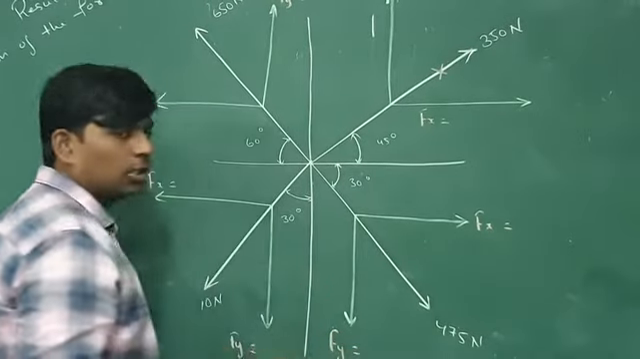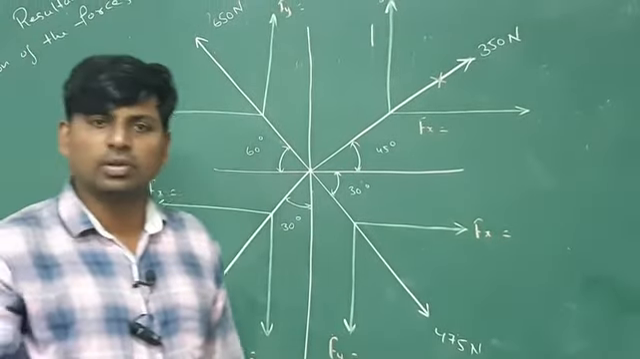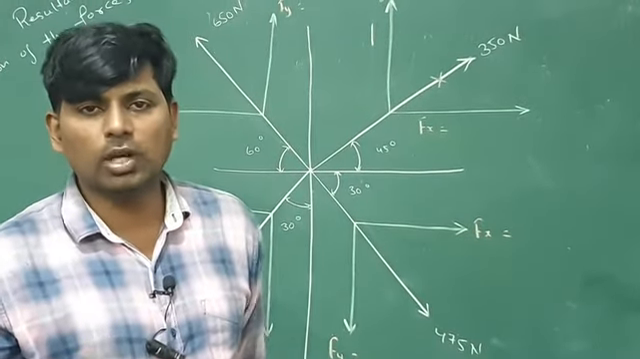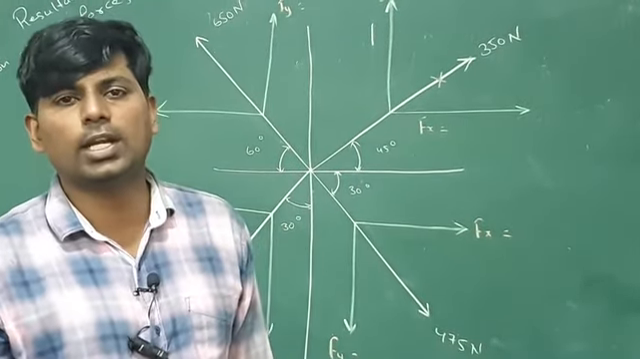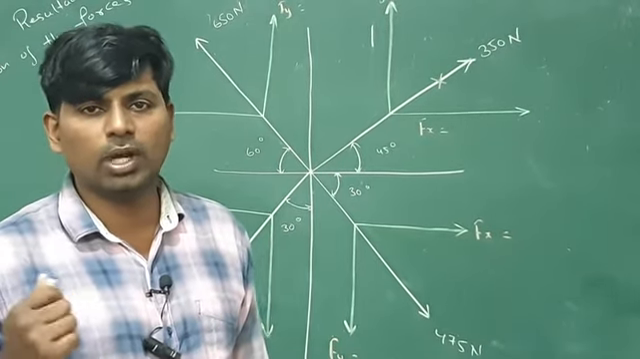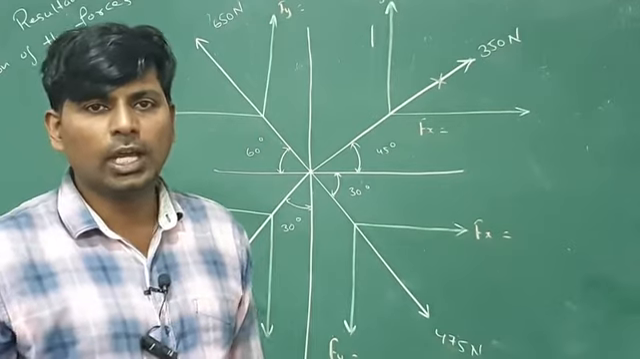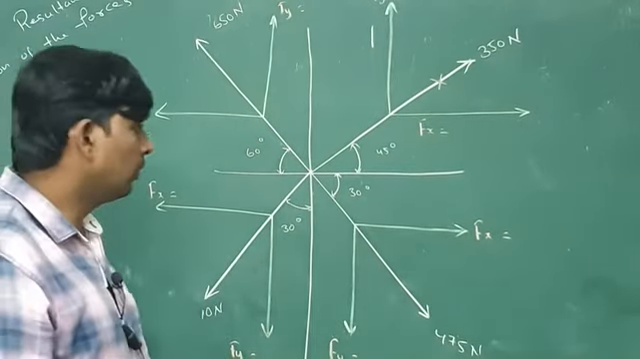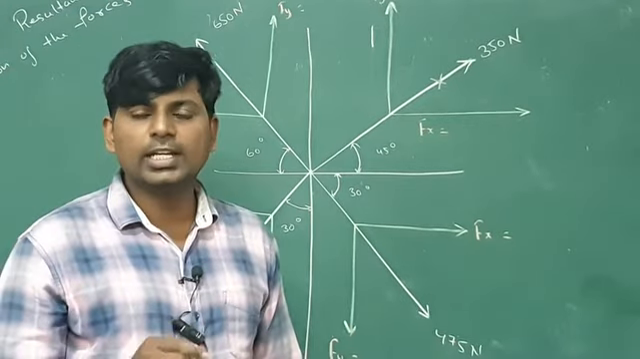You have to remember this: always horizontal, irrespective of the angle, you have to write as Fx, and vertical you have to write as Fy. Horizontal Fx, vertical Fy. You have to remember this one. After that, the first step is completed, the second step is completed.